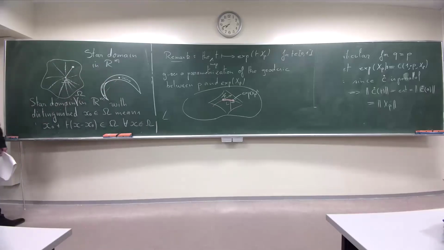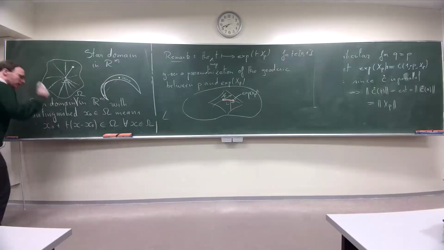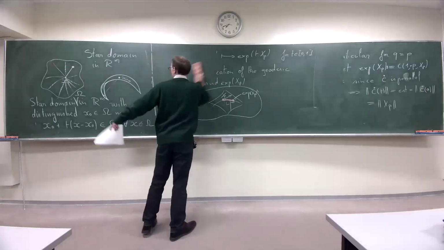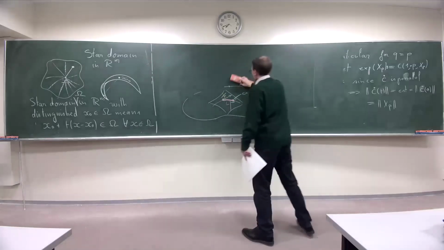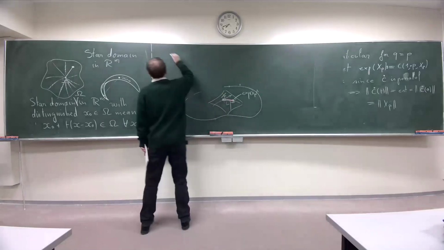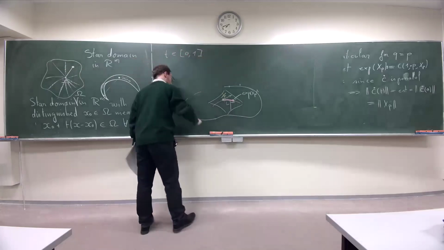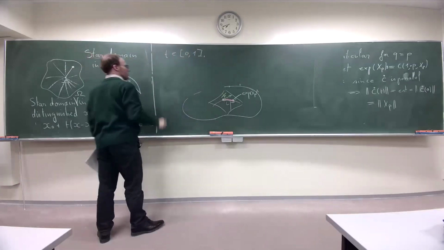Okay. I can Google this, but this is the definition. x0 plus t times x minus x0 is inside, sorry, for any t between 0 and 1. Because it's exactly the segment between x0 and x, with t between 0 and 1. Okay, so I need this star domain.